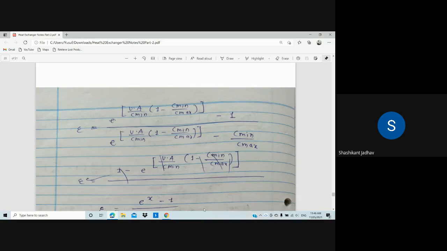We take the e raised to term at the left hand side and the remaining terms at the right hand side. So therefore epsilon is equal to e raised to U into A divided by C minimum into bracket 1 minus C minimum upon C maximum, minus 1, divided by e raised to U into A divided by C minimum into bracket 1 minus C minimum upon C max, bracket complete, minus C minimum upon C max. Okay, so we have to take the e raised to term at the left hand side and the remaining terms at the right hand side.